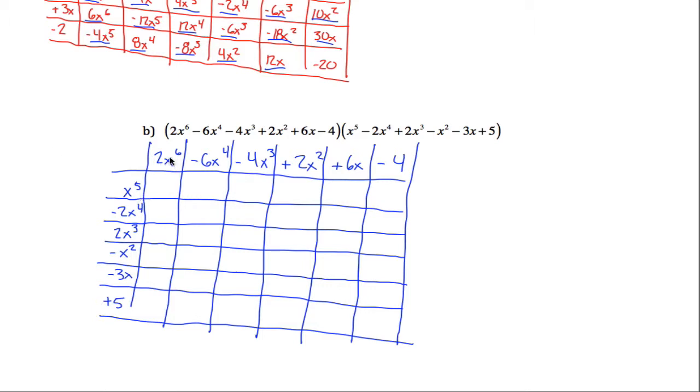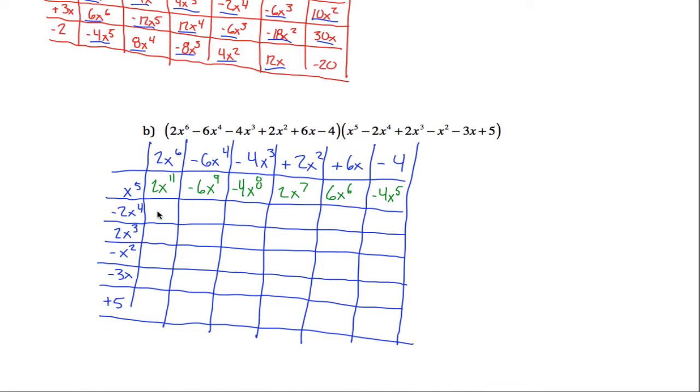We got 2x to the 6th times x to the 5th gives us 2x to the 11th. -6x to the 9th, 5 times 4. -4x to the 8th. +2x to the 7th. 6x to the 6th. And -4x to the 5th.